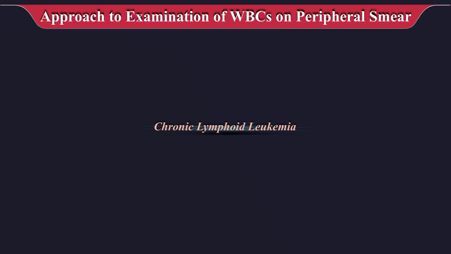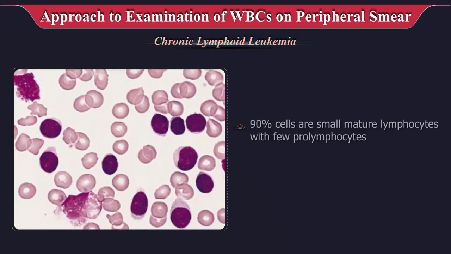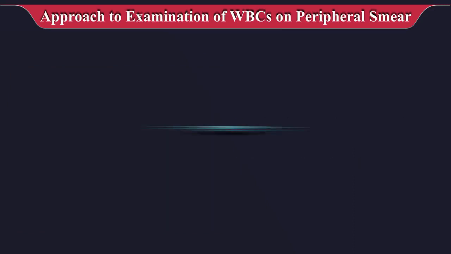Chronic lymphoid leukemia is mostly found in older patients and is commonly an incidental finding. Increased leukocyte count is seen from 30 to 200 x 10^3 per microliter. Typical chronic lymphocytic leukemia shows 90% cells as small mature lymphocytes with few prolymphocytes. Presence of smudge cells is characteristic.